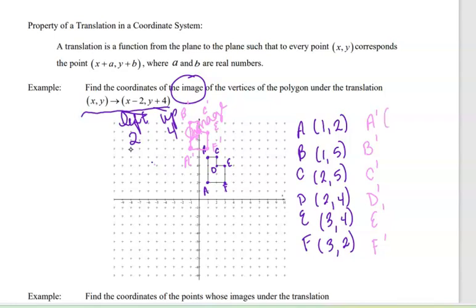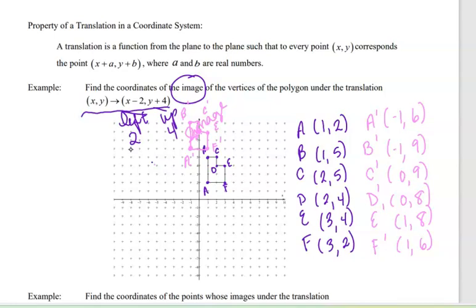And so here, A prime, if I'm looking at it, this is at -1, 6. B is at -1, 9. C is at 0, 9. D, if we look at where D prime is located, you can count those coordinates if you need to, but that's going to be at 0, 8. E, if we look at that, that's going to be at 1, 8. And then F prime is at 1, 6.